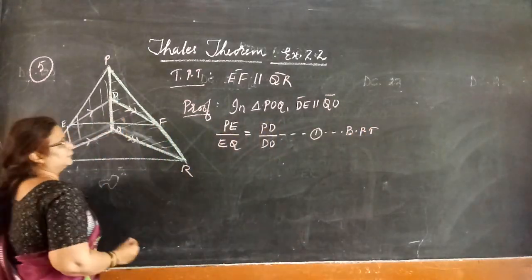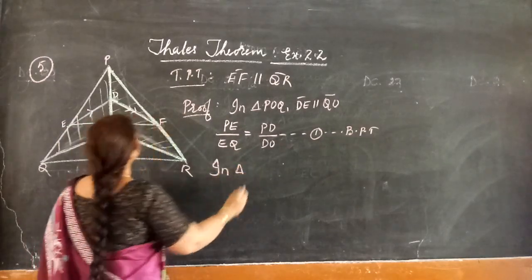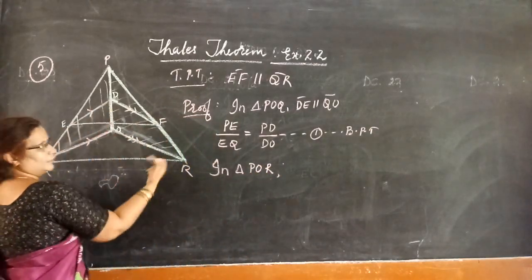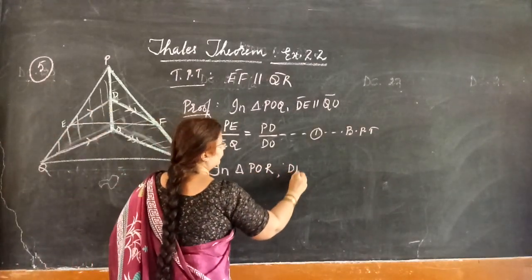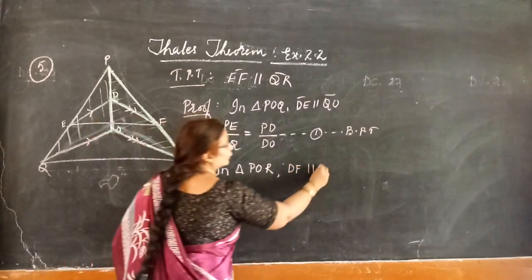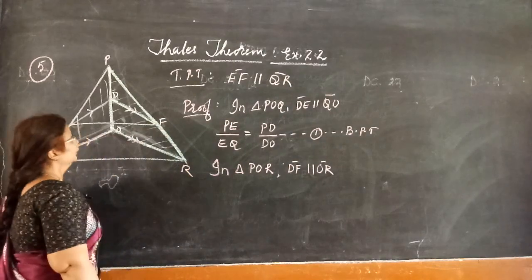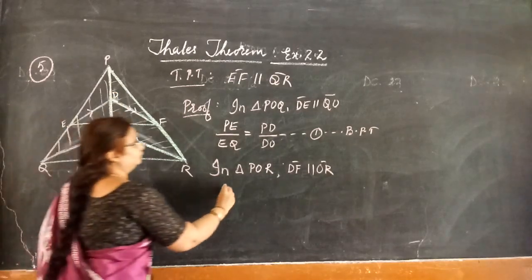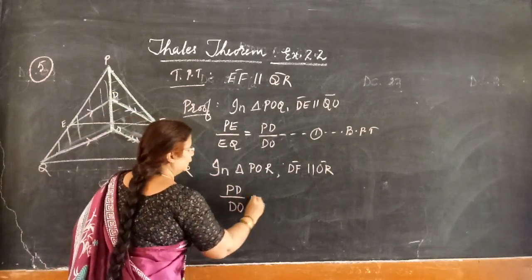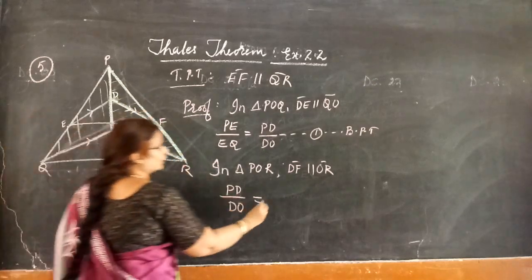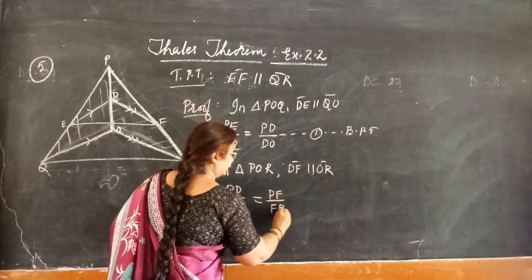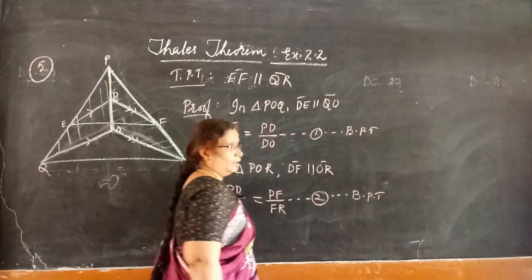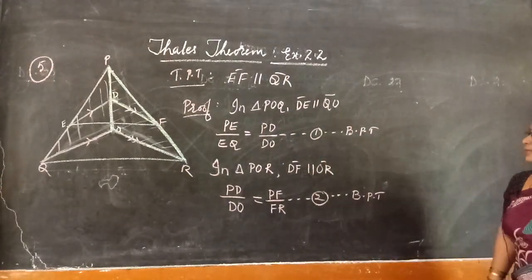The same way, consider another triangle. In triangle POR, which are parallel? DF is parallel to OR. Then the other two sides are divided in equal ratio. PD by DO is equal to PF by FR. Call this as equation 2. Reason is basic proportionality theorem. I hope you understood how to apply Thales theorem.